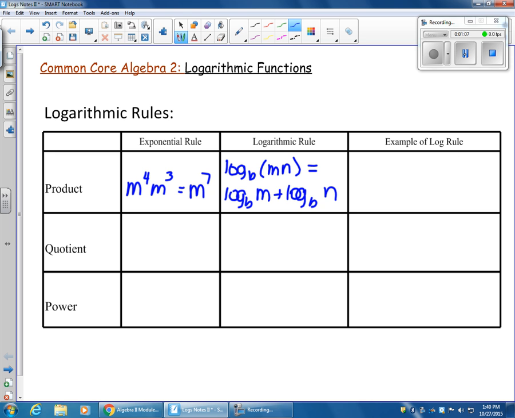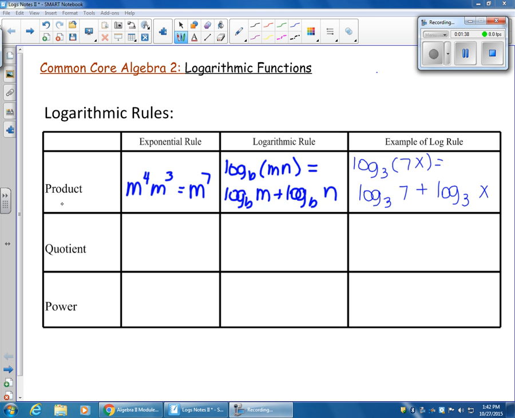Go ahead and write. So looking at an example, let's say we have log base 3 of 7x. So 7 is being multiplied by x, so that would be log base 3 of 7 plus log base 3 of x. So again, we're multiplying 7 times x, so we are adding each individual logarithm.